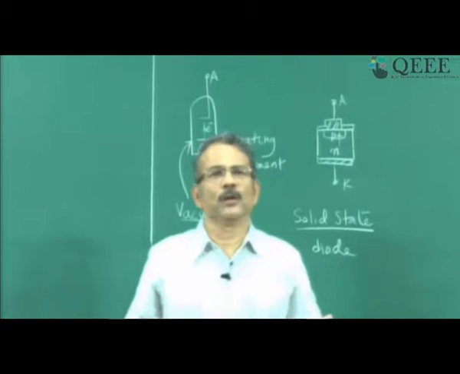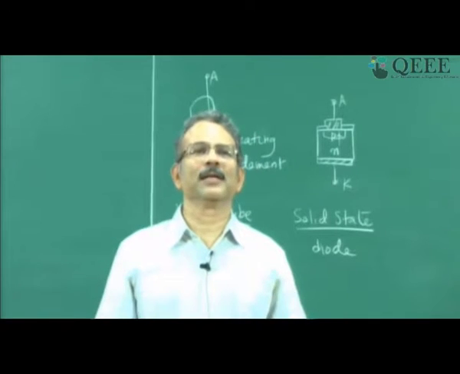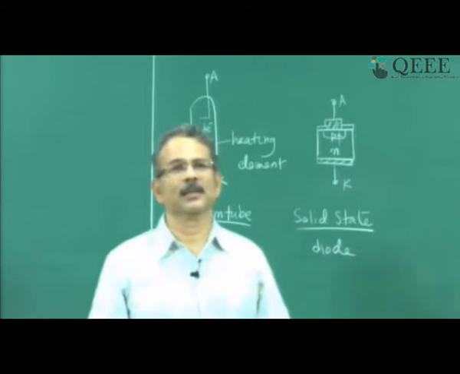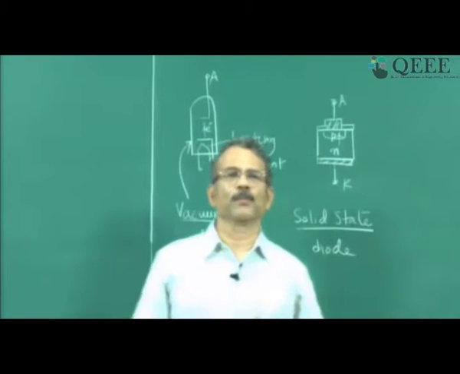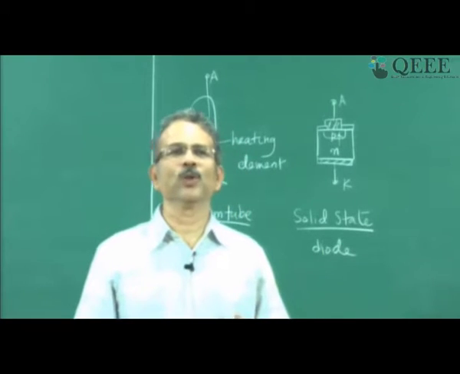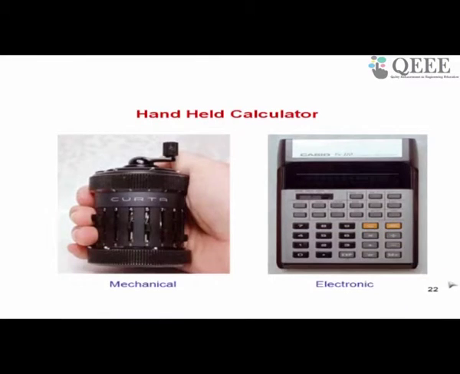Your cell phone is possible only because of the solid state device. Palm top computers are only possible because of solid state devices. See the kind of things that they can do. Now that is the reason why it is important for us to know how these devices function. Now some examples are shown on the slide here. On the left hand side you see a mechanical calculator used many tens of years ago, whereas this is an electronic calculator.